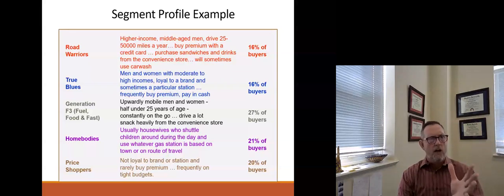The other ones: high income, the road warriors, middle-aged men driving a lot of miles, buy premium gas. They use credit cards, buy sandwiches and such, and sometimes use the car wash. That makes up 16% of the buyers. We have the price shoppers, who are not loyal at all to the brand or the station. They're frequently on tight budgets, but they also move around a lot. So you can imagine how pricing might be important, and the availability of non-premium gas options would be important to this consumer. They make up 20%.